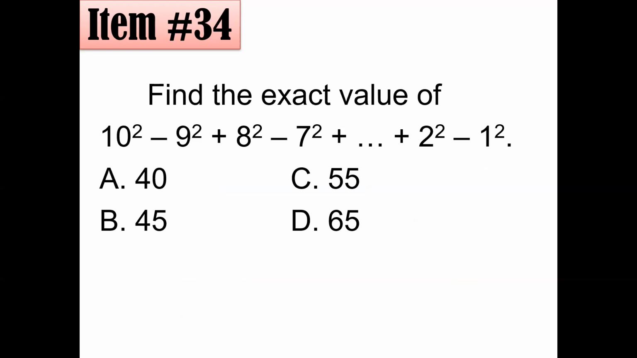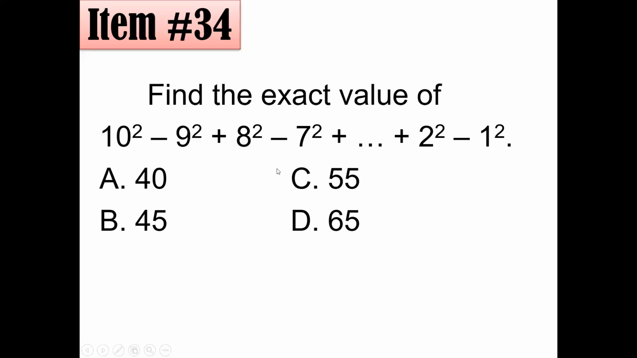34. Find the exact value of 10 squared minus 9 squared plus 8 squared minus 7 squared all the way until 2 squared minus 1 squared. Did you go for 40, 45, 55, or 65? Please comment your answer.